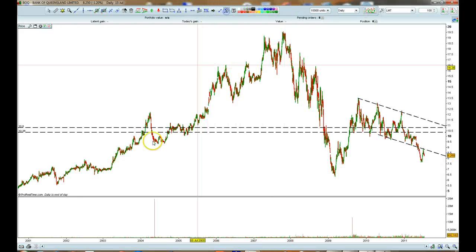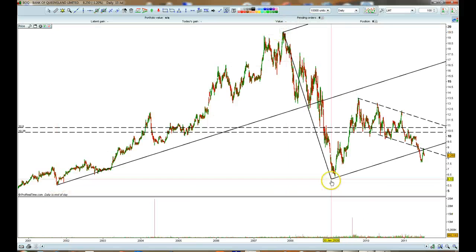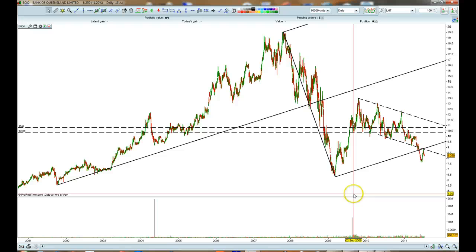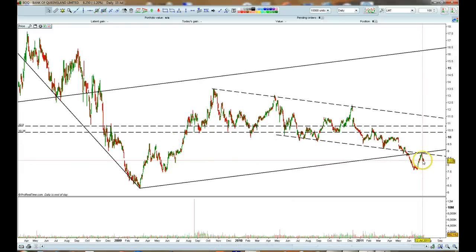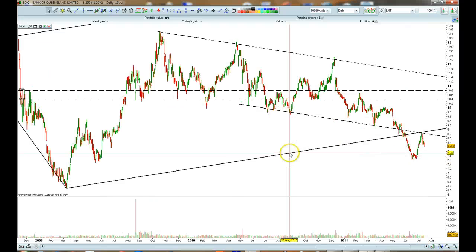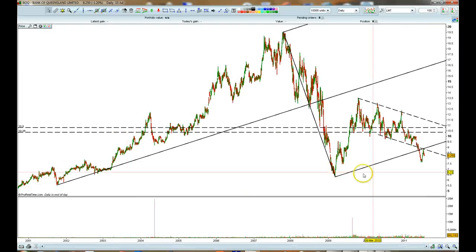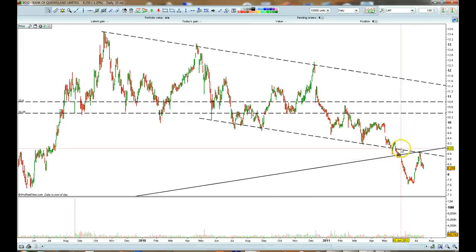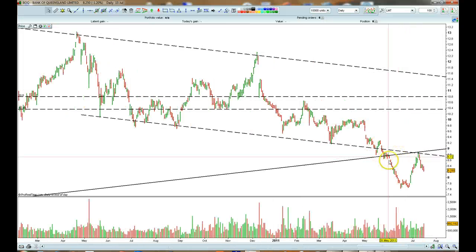I might just put a pitchfork in there, and I'll take this low here, high, low, and that's not very good, is it? Look at that. That's exactly. Look, how's that for a fluke? Look at those two, where that trend channel and that pitchfork cross over. So it's broken down. It's had a reaction to this line here. It's tried to hang on to it, but it's broken down.